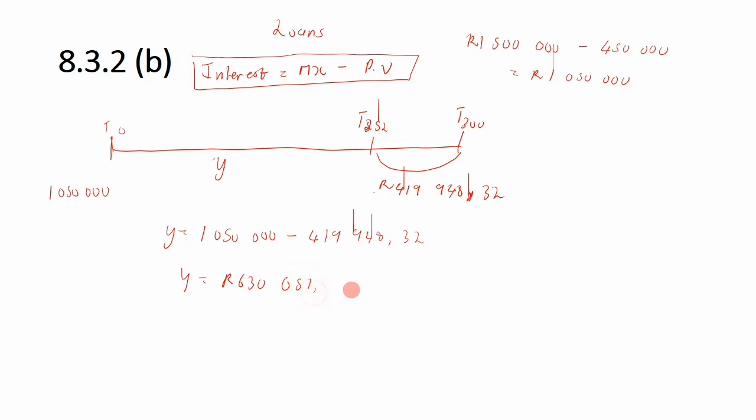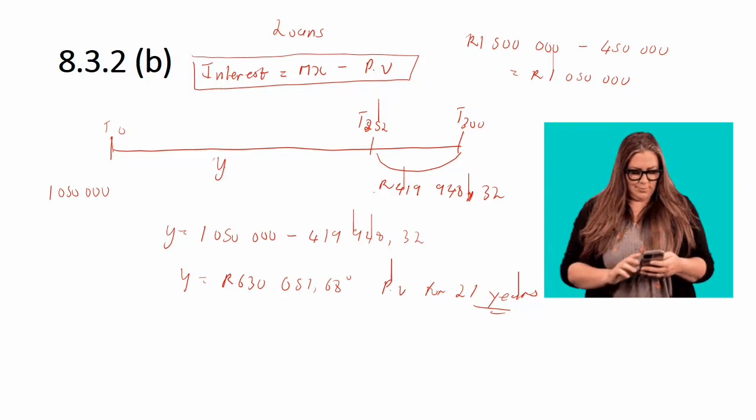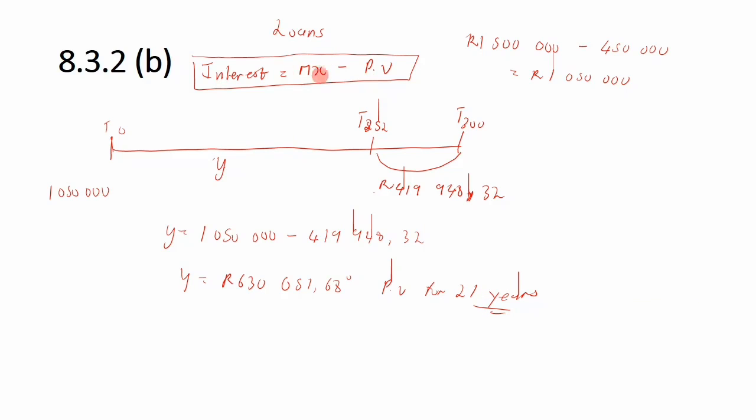Which now subtracting that, we get 630,051.68. So this is the present value amount for 21 years, which will then substitute where? Here. Right. But then we are not done. Now we want the total that he pays. So we are done with this one, the PV. But now we want the total that he pays. So this is, let's say, total paid.